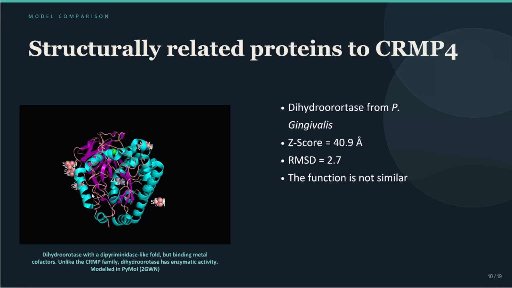As shown in the picture, CRMP4 is shown in blue, and 2GWN is shown in green. The Z-score is 40.9. This shows extremely high similarity in structure, so they're closely structurally related. The RMSD score is 2.7, and this shows a good structural alignment in superimposition because it's less than 3. It's very interesting to see two proteins that are very, very structurally related. They look very similar, but their functions are completely different.